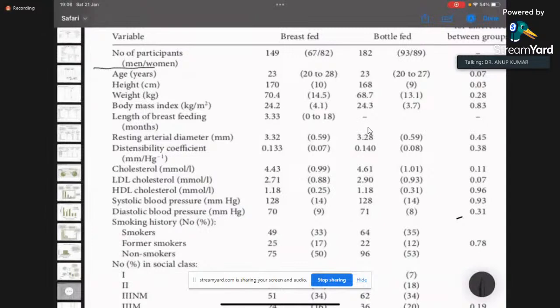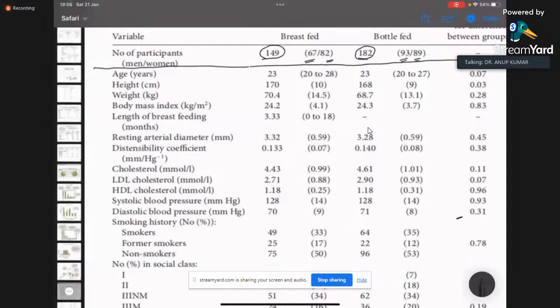The first characteristic which you are going to describe is the number of participants. So in the breastfed group there are 149 participants, 67 are men and 82 are women, and in the bottle fed group there are 182 participants, and 93 are men and 89 are women.